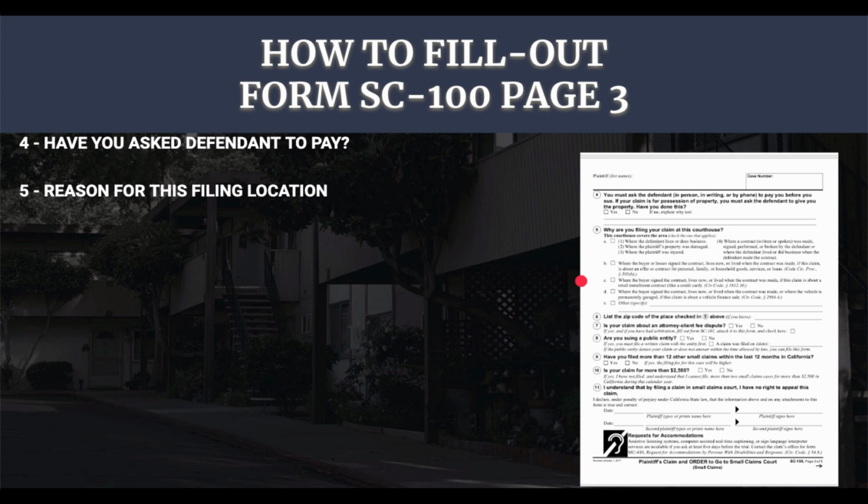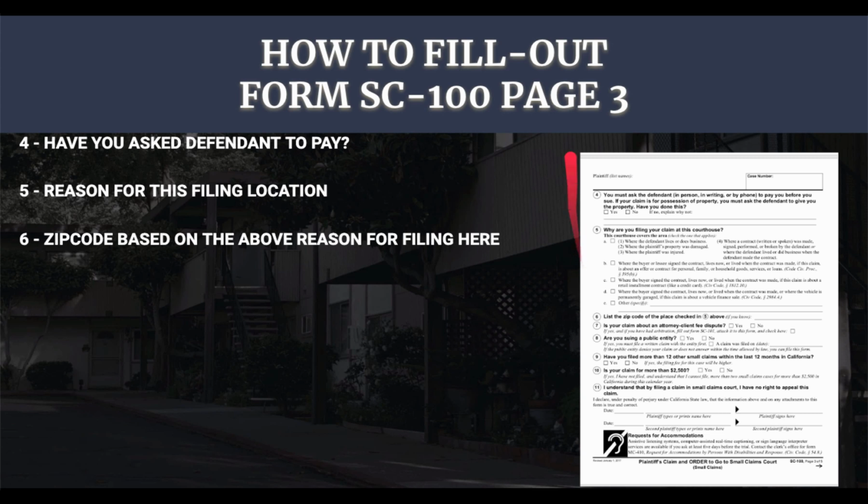Some of the reasons are where the defendant lives or does business, where you or your property was damaged, where a contract was made, signed, performed, or broken by the defendant, or where the defendant lived or did business when the defendant made the contract, among other reasons provided in Section 5. In Section 6, enter the zip code that corresponds to the selection you made.